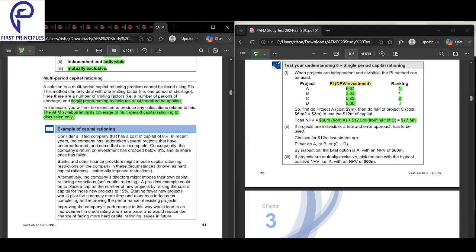So the AFM syllabus, as you know, will not ask you to calculate anything. They will just ask you to discuss. So what is multi-period? First of all, the shortage is not just for 1 year. There's a shortage for multiple years. That's the first thing. And how do you solve this? You cannot use a PI method to get around this problem. You use linear programming techniques to come up with an answer, which is not part of AFM. It's only limited to discussion. So that is your multi-period rationing.